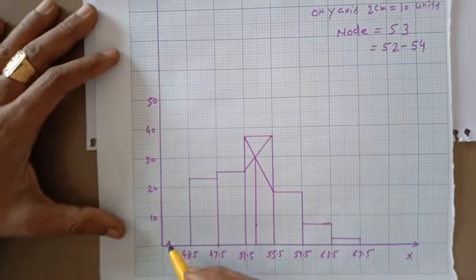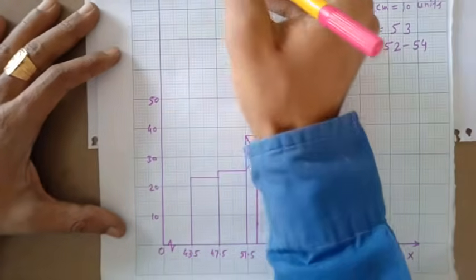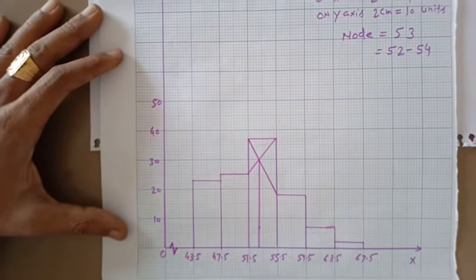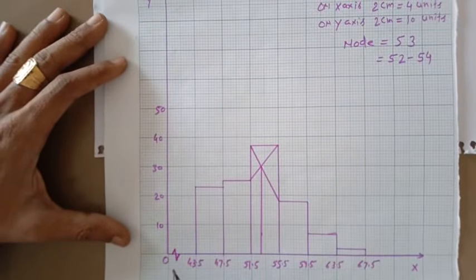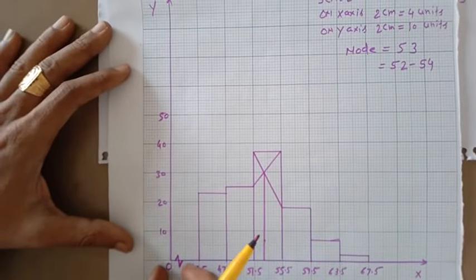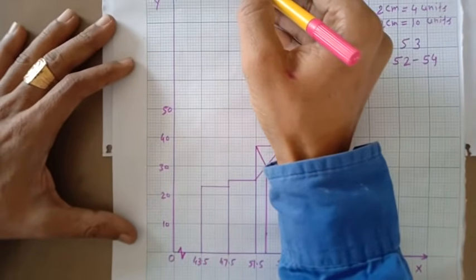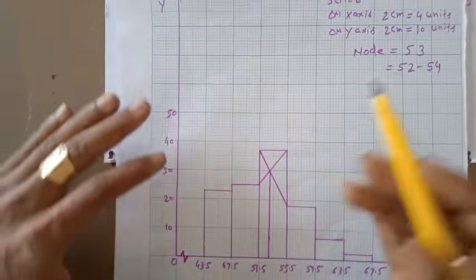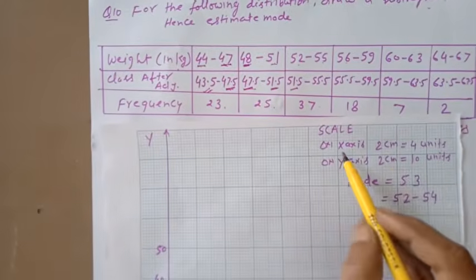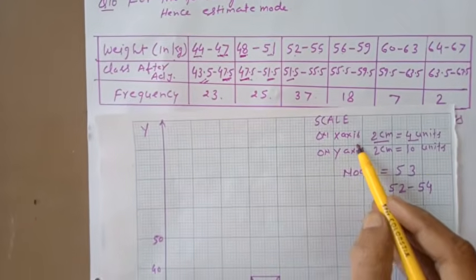For this, what we do is take 0 here, but before writing the first value we make a kink. You can see this zigzag line drawn, this is called a kink. This means the remaining other things are adjusted in this area. Then we can directly start from our required number. So here we can see differences of 4. So we have taken the scale 2 centimeter equal to 4 units on the x-axis.